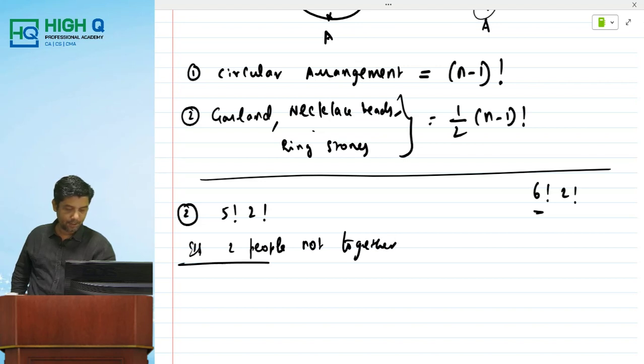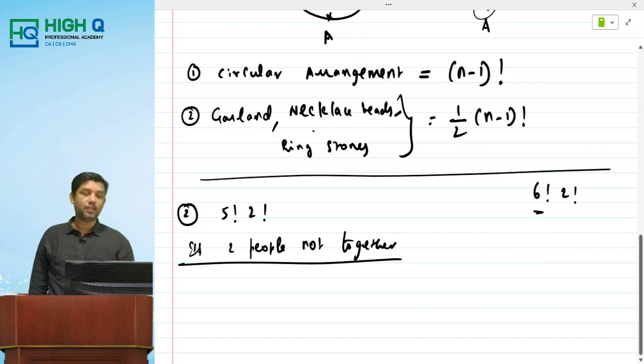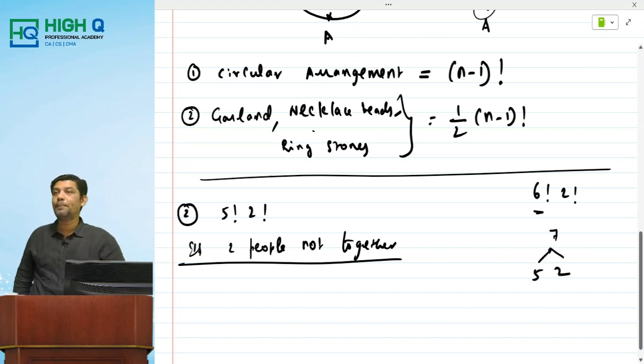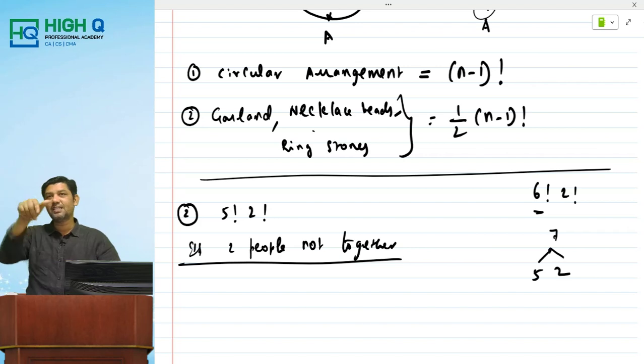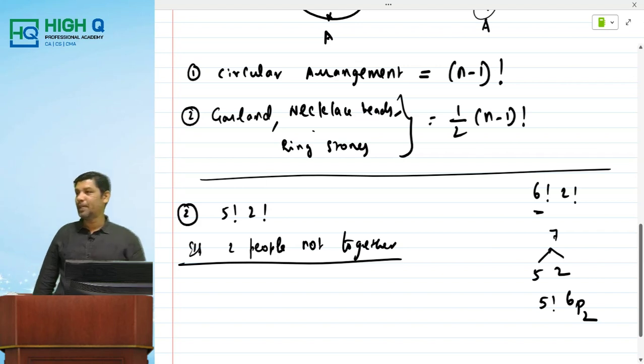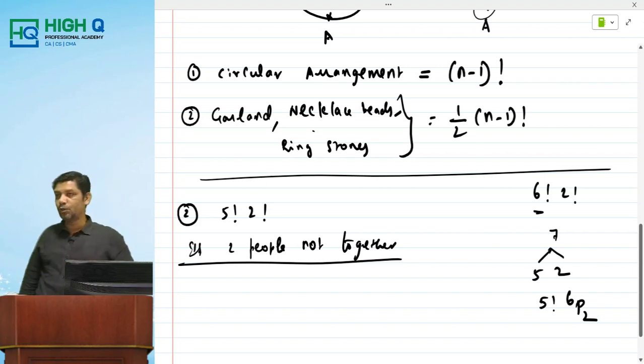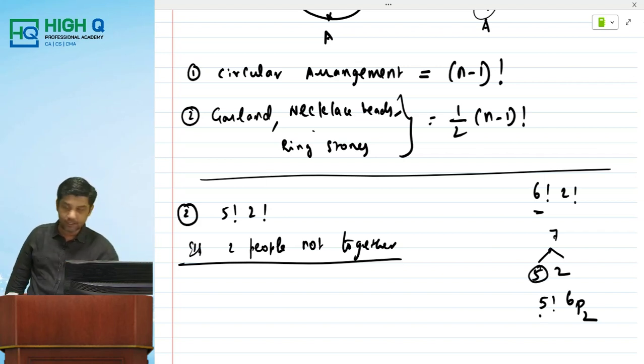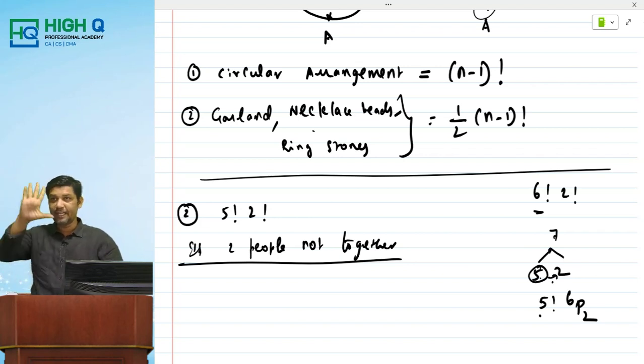If 2 people are not together, look at this. 7 people, 5 and 2, right? 2 people not together. Now tell me, if it is linear arrangement, what is the answer? 5 factorial into 6p2. Am I right, my dear? See, this 5 factorial as it is, 5 plus 1, 6, 6p2. This is for linear arrangement.